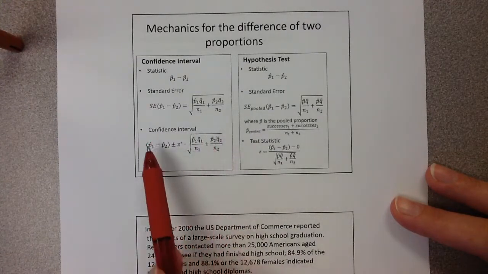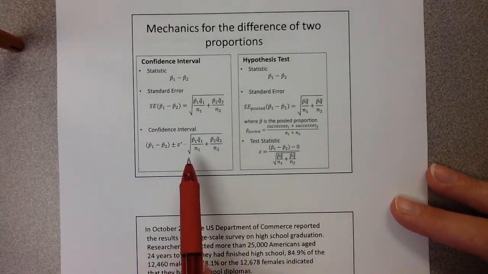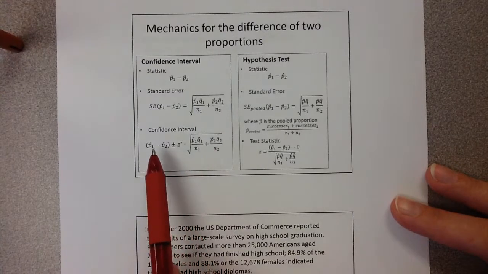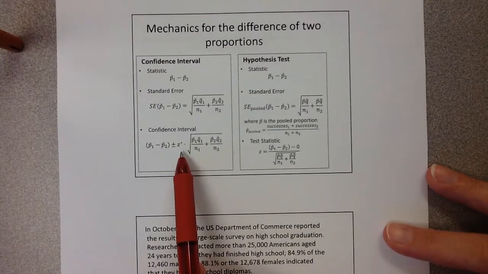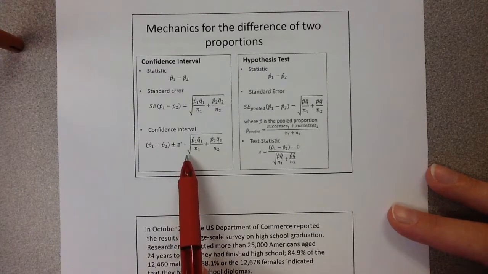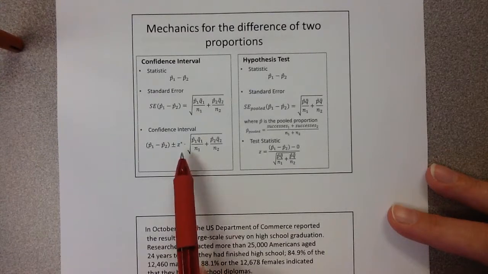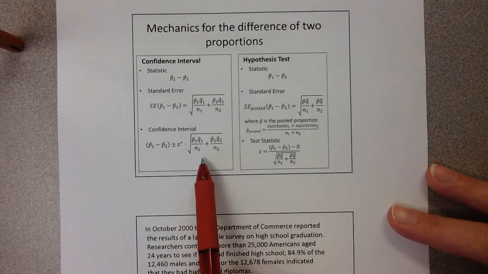And then the confidence interval has exactly the same structure as we had for one proportion. Instead of a single p-hat, we have the difference of the two. We still need a z-star. That's found exactly the same way we find it for one proportion. It's a measure of how many standard deviations from the mean we want to go. And then the formula for the standard error.